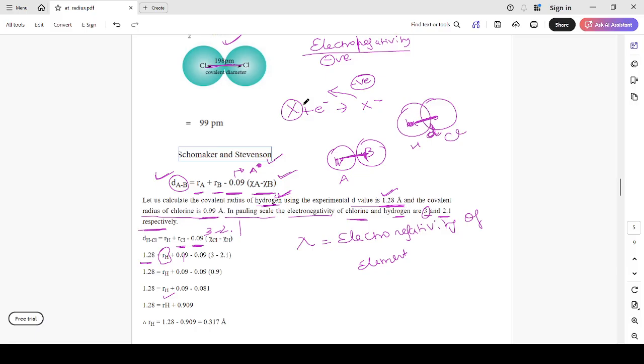Is it like the tendency of an atom to attract the electron, like in a redox reaction? Yes. We are talking about a single element here, not about a compound.